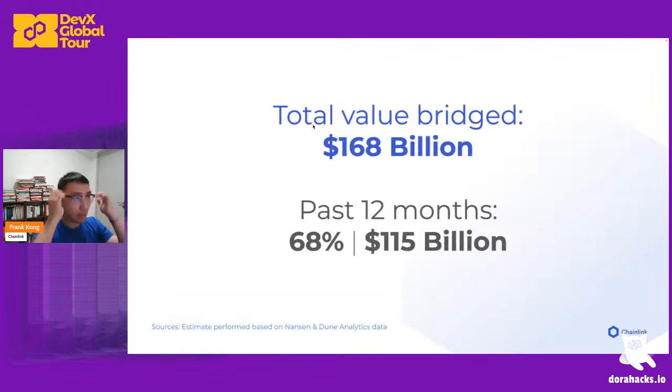So I will give everyone some very interesting numbers. The total value bridged until now is 868 billion, and the token value bridged in the recent 12 months is like 115 billion. So the token value bridged in the last year contributes 68% of the total value. That means the demand for interoperability is increasing and increasing.